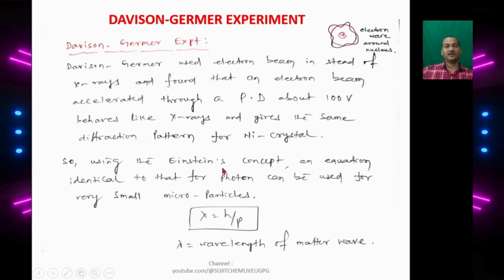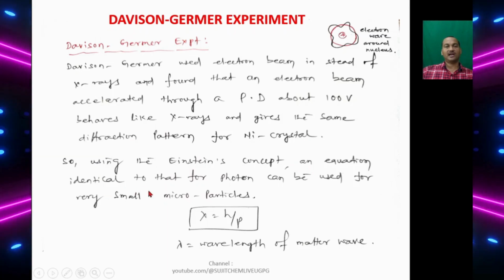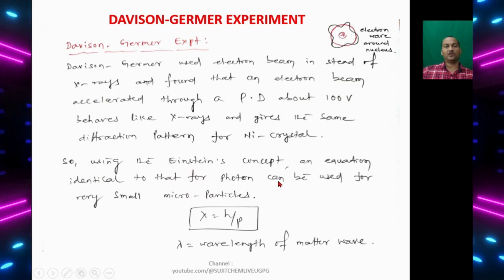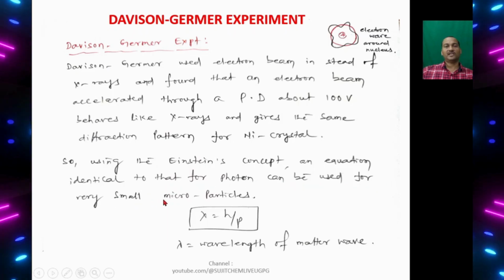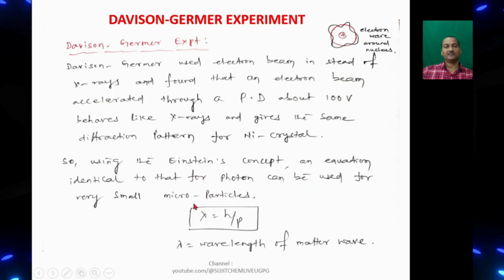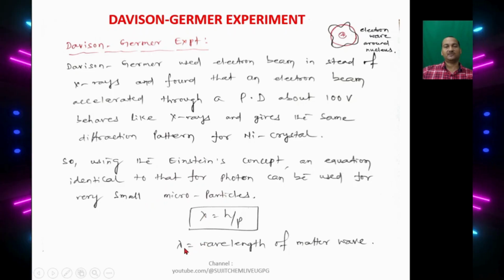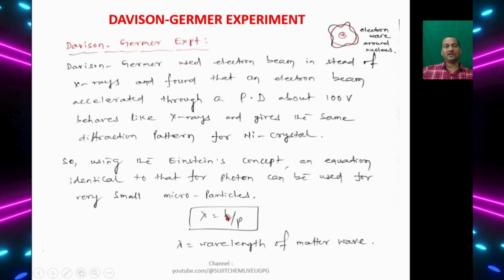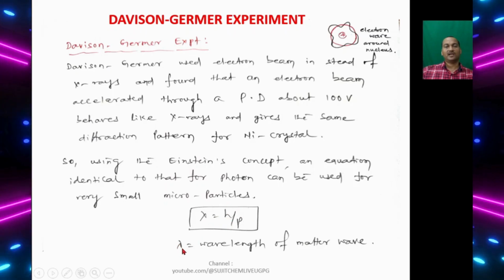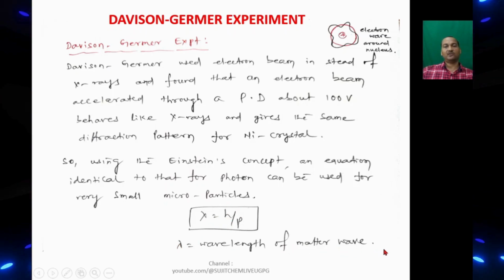So using Einstein's concept, an equation identical to that for a photon can be used for very small microparticles. Micro means very small particles. So lambda equal to h upon p, where lambda equal to wavelength of matter wave.